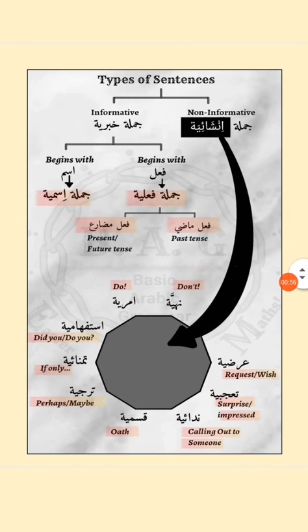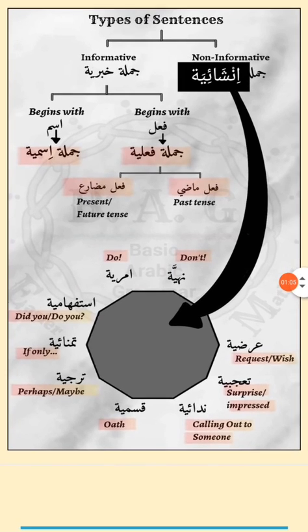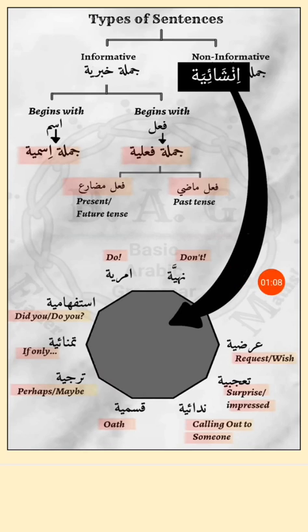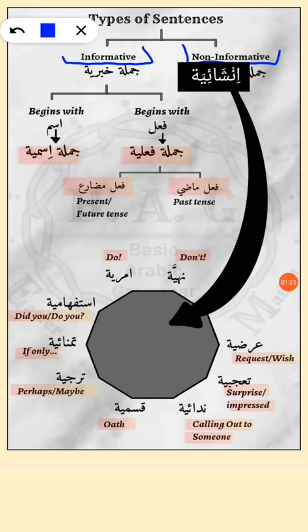Okay, so this is the summary of the sentences. As you can see, let me just zoom it up a bit. Types of sentences. Now, they can be broadly classified into two types: the ones that give you some kind of information, or simply informative sentences, or the ones that do not give you any kind of information. Of course, the ones that give you information are going to be called jumla khabriya. Khabar means information or news in Arabic. All right, so jumla khabriya and jumla inshaiya.